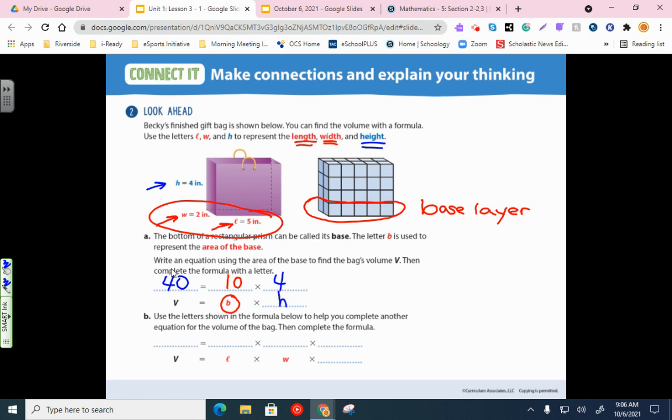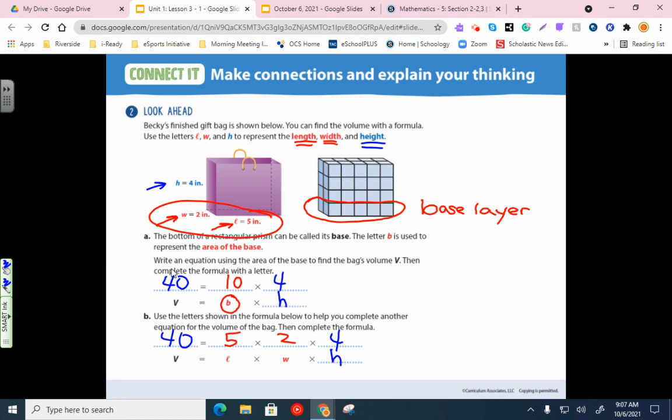We're basically taking the numbers and working backwards from what we're used to doing to find out which represents what. But use the letters shown in the formula below to help complete another equation for the volume of the bag, this more traditional one. So the volume is 40. The length is 5. The width is 2. And then the height is 4. And then we know that that's length times width times height.